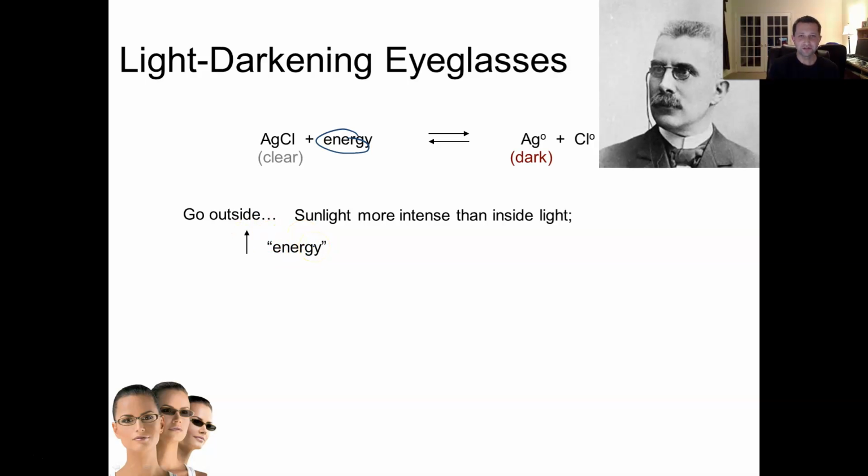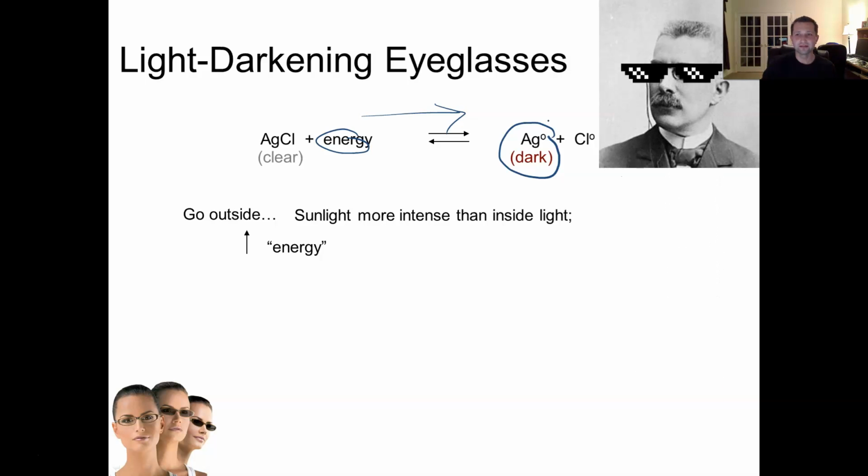So my reaction should shift to use up that energy. This is an endothermic process, so the reaction should shift to the product side. When that happens, the silver ion, like the silver metal, migrates its way to the surface actually, and it makes the glasses darker. Okay, so here we go.